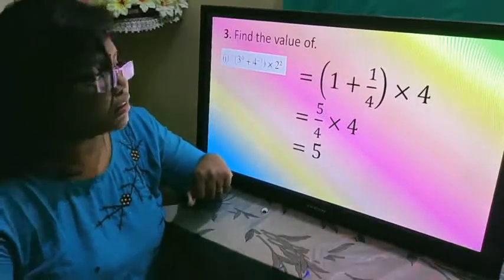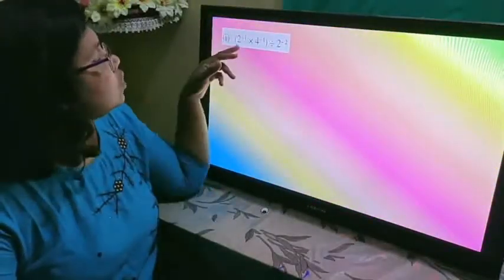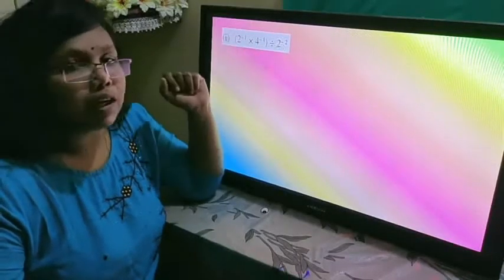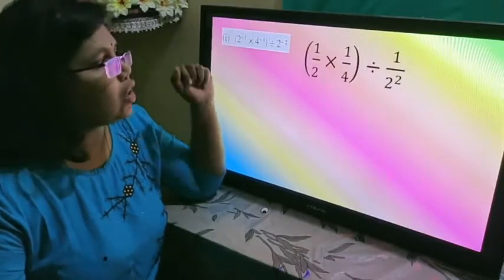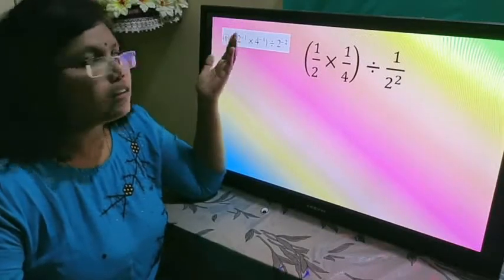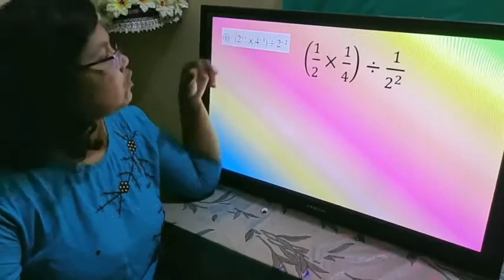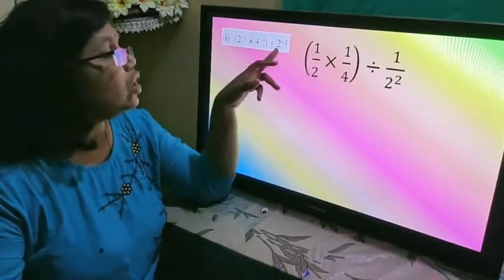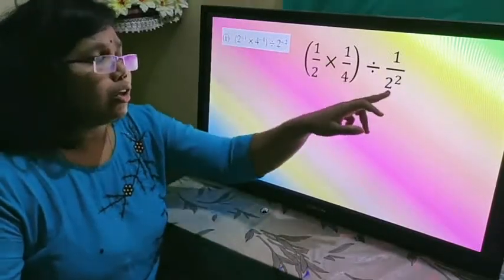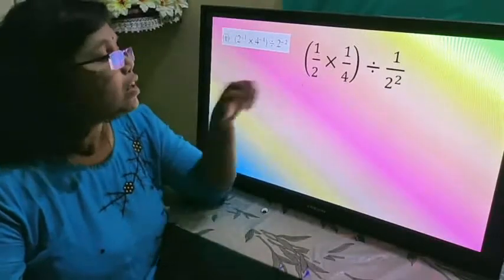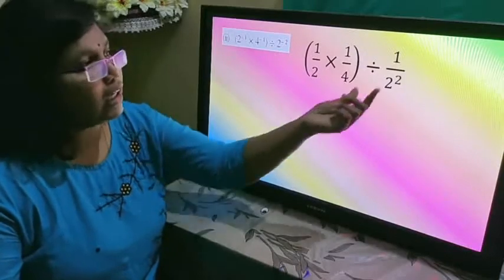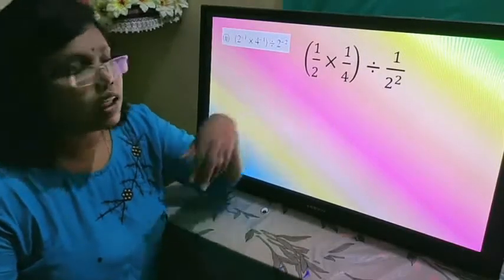That's our final answer. Now the next question is 2 raised to minus 1 multiplied by 4 raised to minus 1 divided by 2 raised to minus 2. Here the powers are all negative, so the first thing we do is get the reciprocal of each. 2 raised to minus 1 is 1 by 2. 4 raised to minus 1 is 1 by 4. 2 raised to minus 2 is 1 by 2 raised to 2, that is 2 squared. Then we first multiply, and since it's division, we could just get a reciprocal of it.